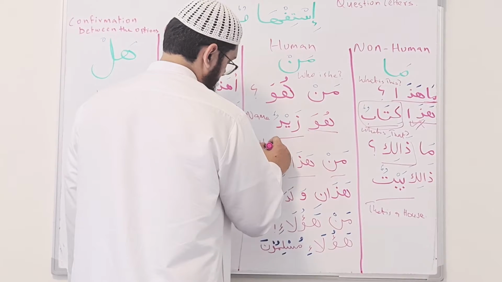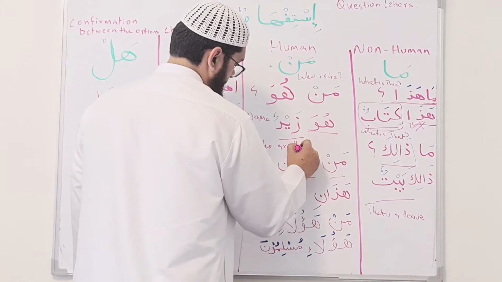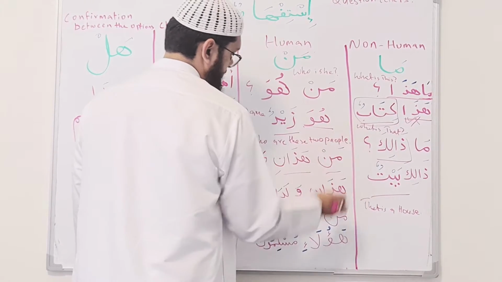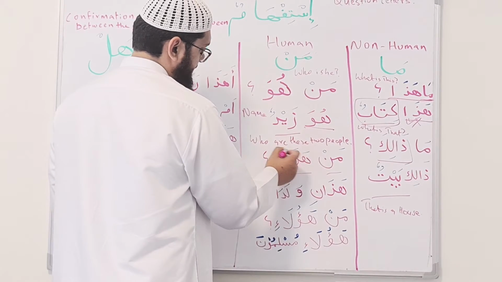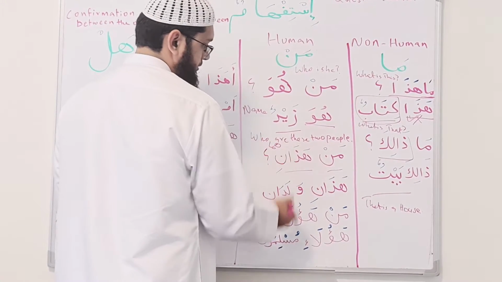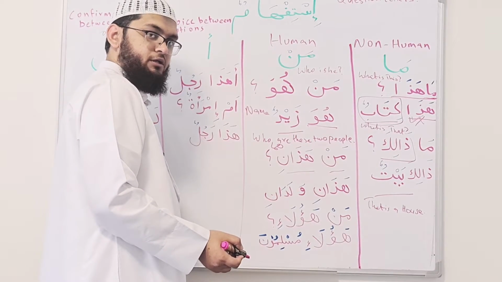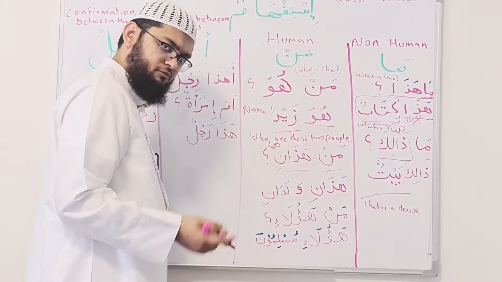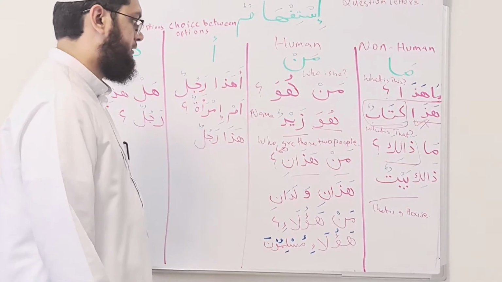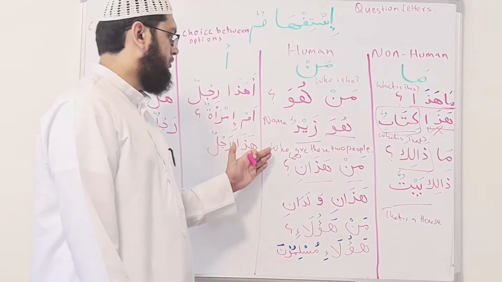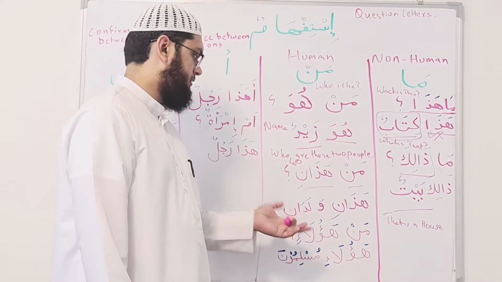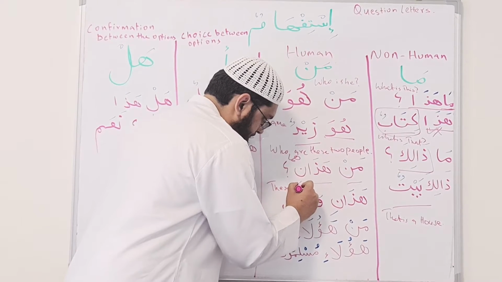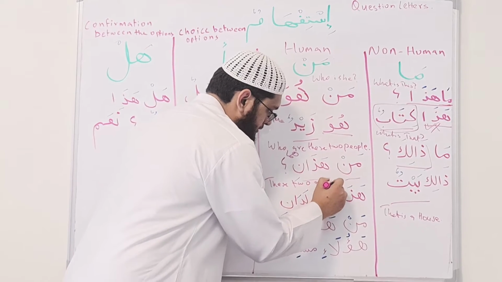Who are these two people? Instead of hadani, I can also say man huma. Who are those two people? But man hadani is better to say and easier to relate to, since we have not moved so far. So who are these two people? Man hadani. I can say hadani waladani. These two are boys.